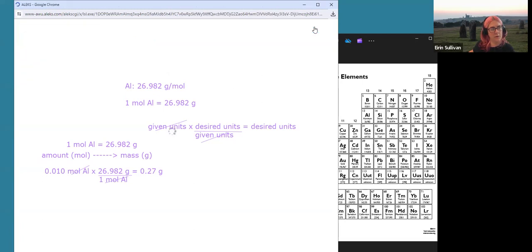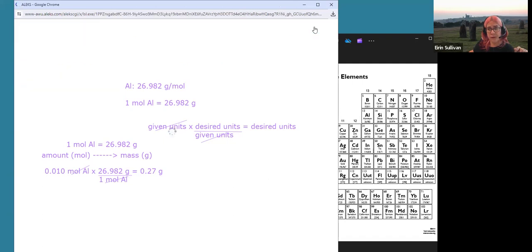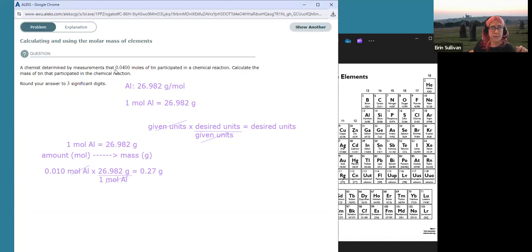So I just want to rinse and repeat a few times. Moles. All right, let's try a couple more. Moles. Maybe we only go from moles to mass in grams, okay? All right, so we got 0.0400 moles of tin.